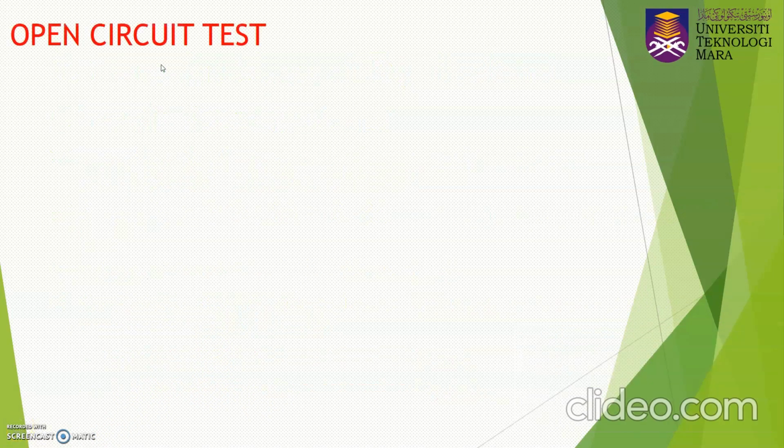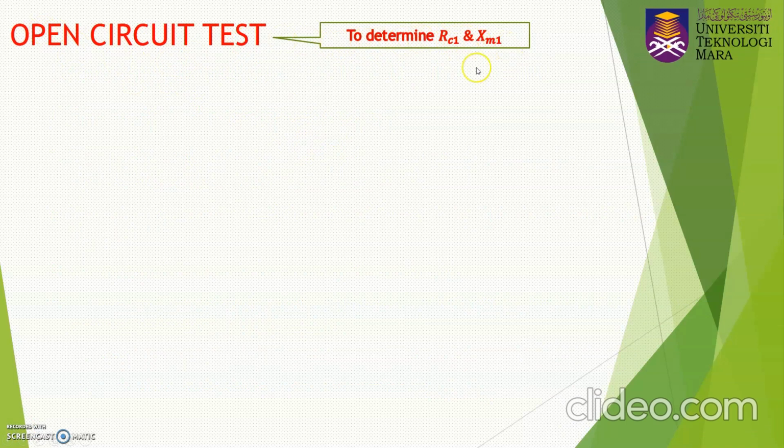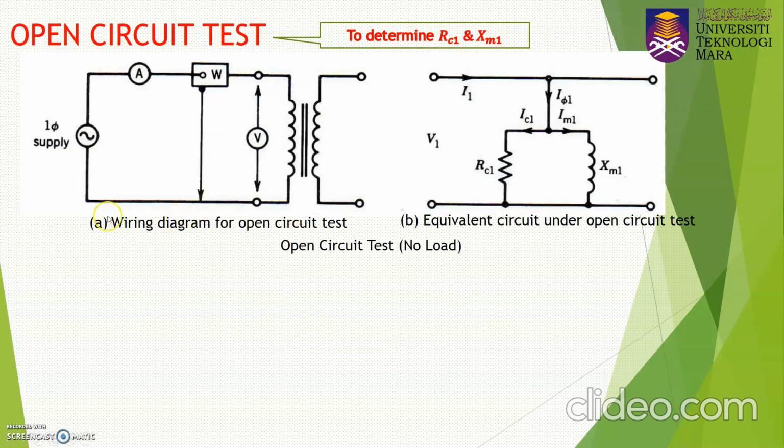First, we go to the first test, which is the open circuit test. The open circuit test is used to determine the values of RC1 and XM1. This is the wiring diagram for the open circuit test, where we connect the ammeter and wattmeter, and also the voltmeter, to the primary side of the transformer. Based on this, the equivalent circuit under the open circuit test is just like this.